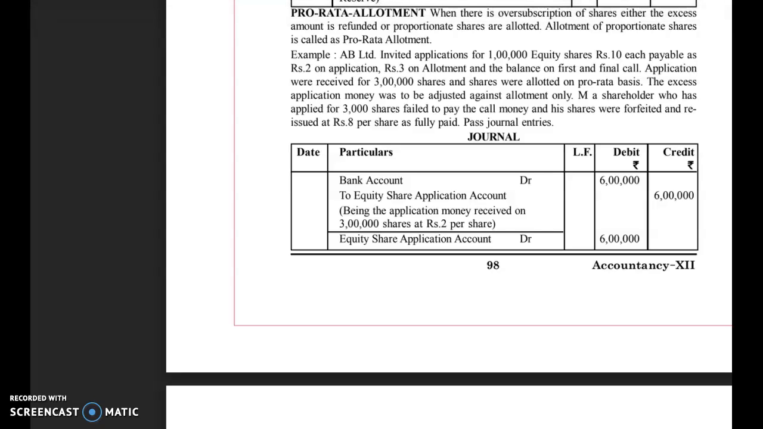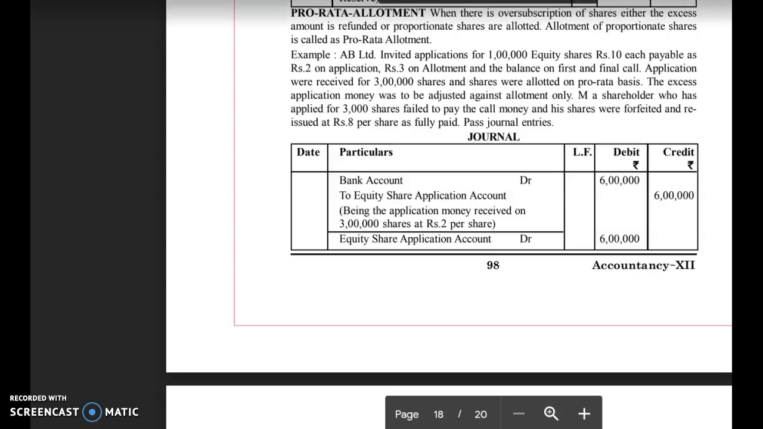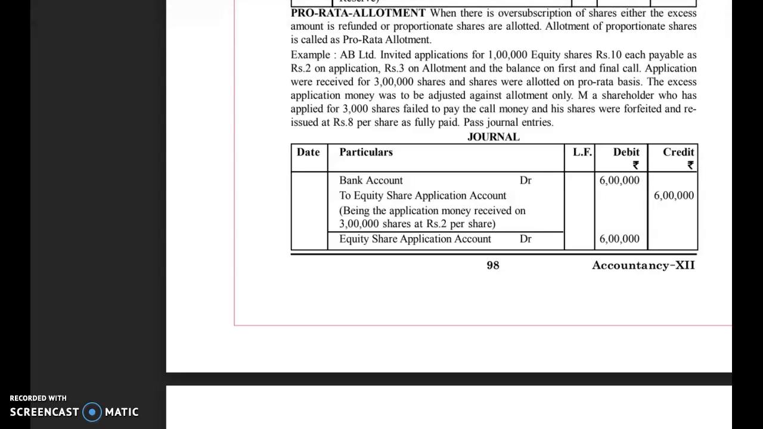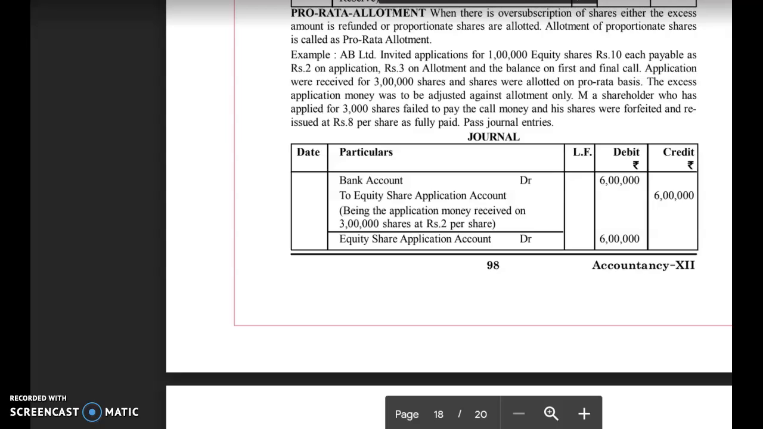Let's understand the other important concept which I earlier also shared with you with the help of an example. Pro rata allotment. Pro rata allotment is made when there is oversubscription, and how the amount is to be used by the company at the different stages. Let's understand with the help of this example.